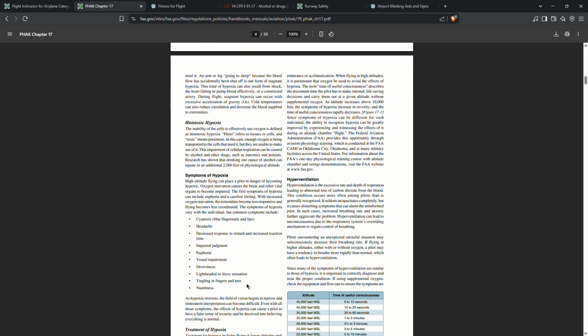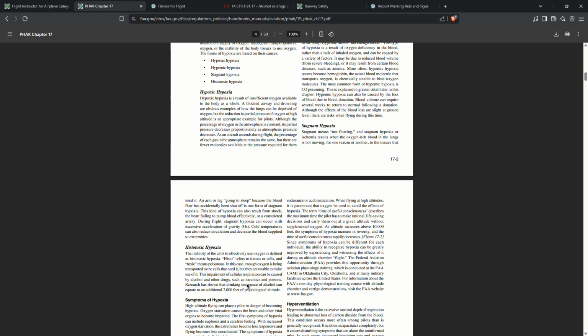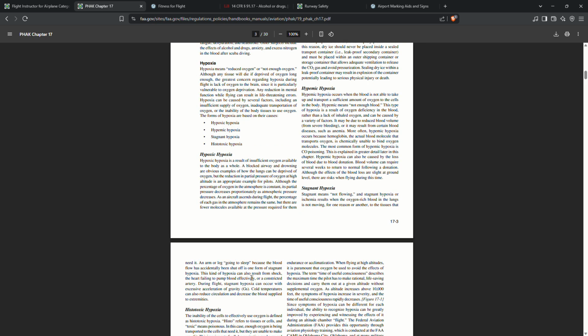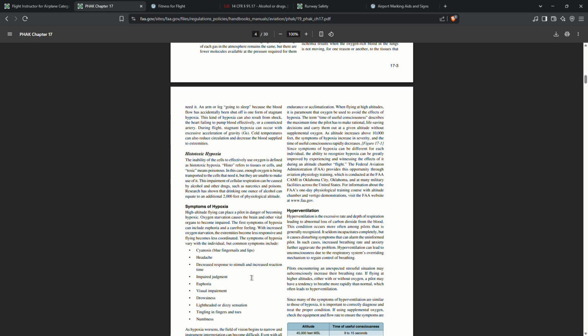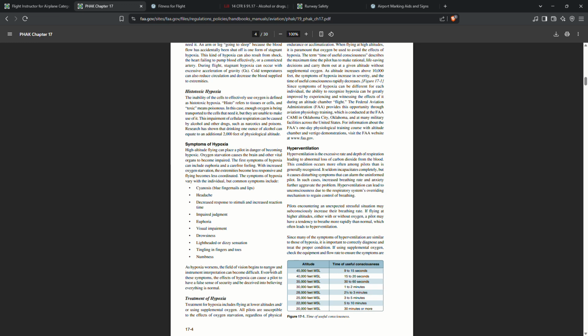The general symptoms of hypoxia include cyanosis, so blue fingertips, blue nails, blue lips, headaches, reduced response to stimuli, because again, your body's not reacting properly, impaired judgment, senses of euphoria, visual impairment, drowsiness, lightheadedness, tingling, and numbness. So for these hypoxias, they each have their own solutions, but it all has to do with oxygen and how oxygen relates to our body, how it flows, and how oxygen gets into our veins.